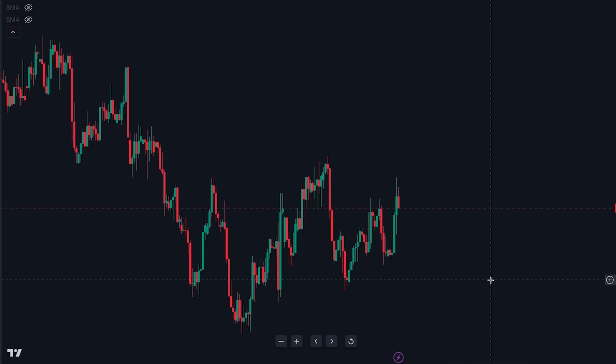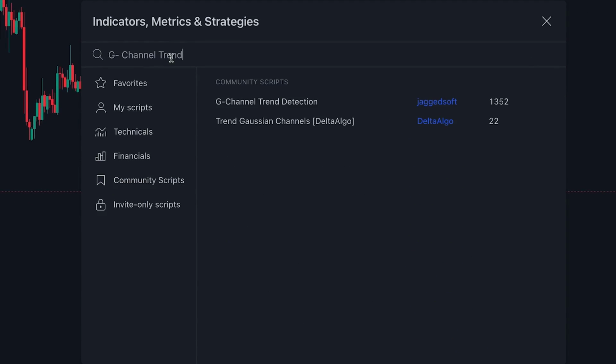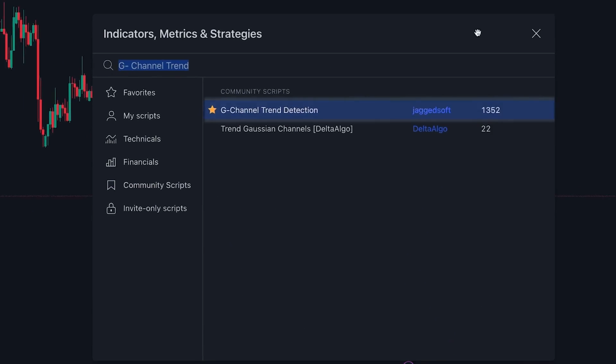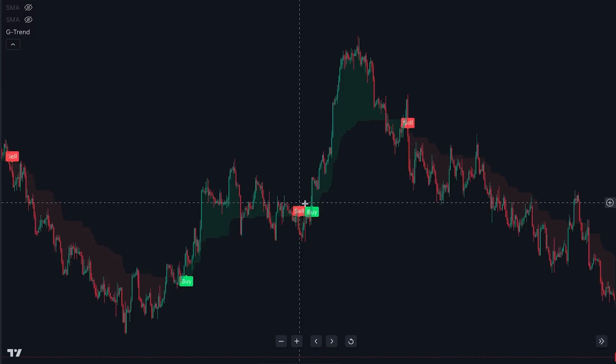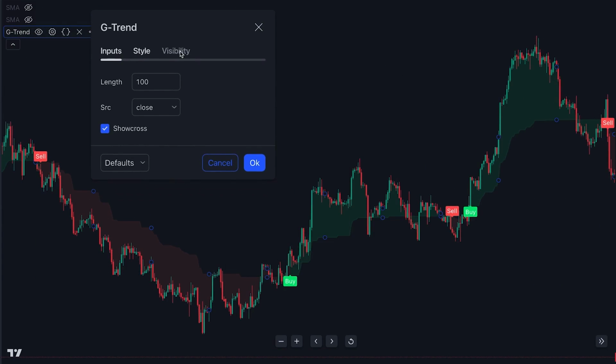To add the indicator to the chart, click the Indicator Search tab and search G-channel trend. This one by this user. Save it. Now add it to the chart. Diving into the indicator settings, you'll notice its simplicity. There aren't a plethora of options to sift through.